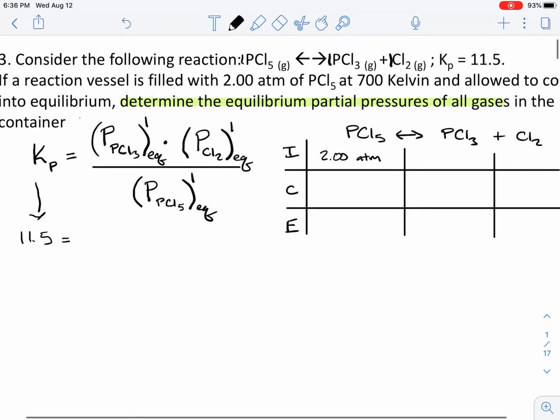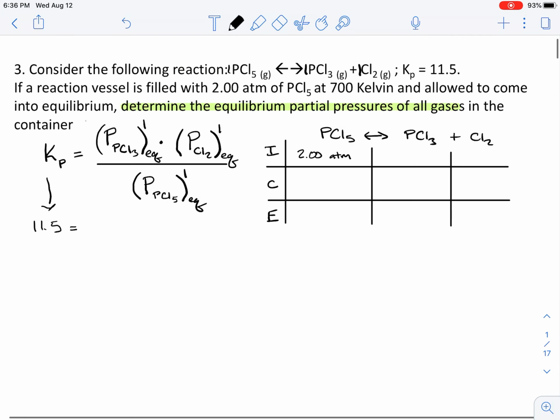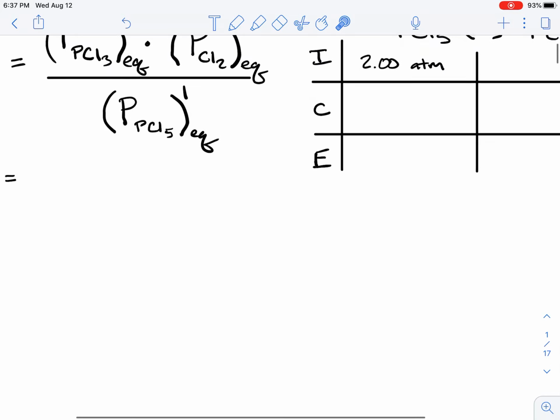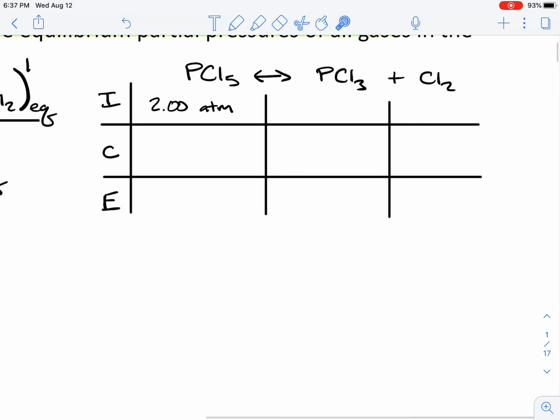And so once again, if I zoom out, and if you read it through on your own, you'll notice that there are no initial values provided for the products PCl3 and Cl2. There's no mention of it. And so we're going to go ahead and write 0 atmosphere, 0 atmosphere. Okay.